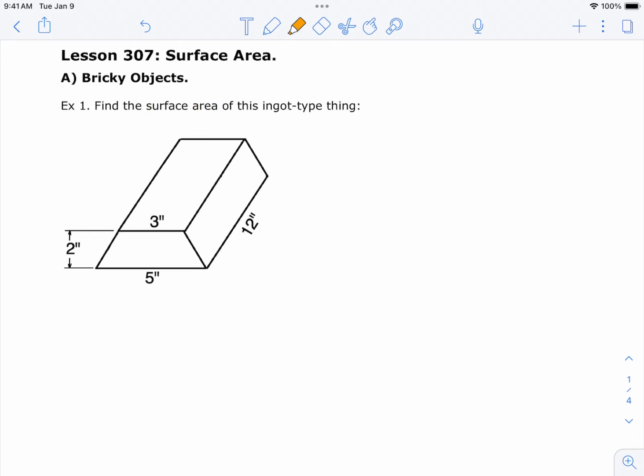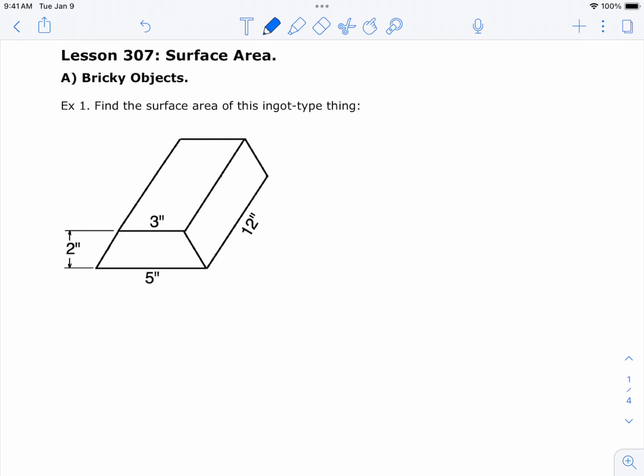So we start with a bricky object, this ingot type thing. We want to find the surface area. So think about how many faces we have. We have the top face, hiding is the bottom face, this side, and then this face, and hiding back there is the other face. That's 1, 2, 3, 4, 5, 6. There are 6 areas that we must find. So let's get started here.